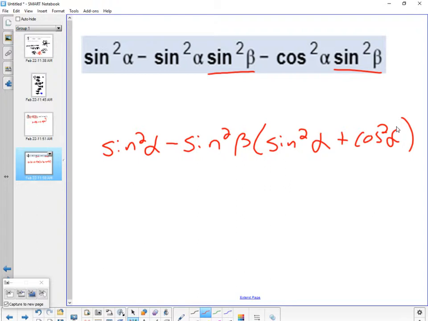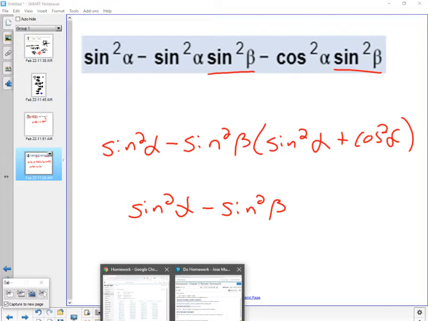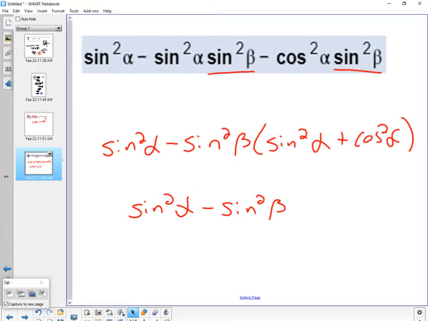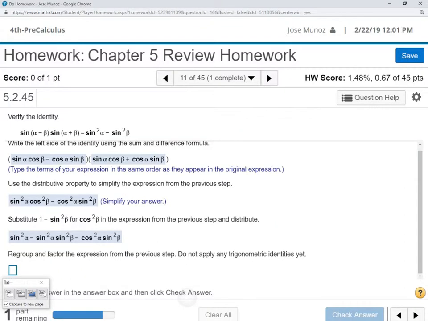Don't you have to plug that one in? No, because what's 1 times sine squared beta? I mean, the problem wants you to write down every single step. Well, let's see what it wants at this point, okay? So it wants me to say, regroup and factor the expression from the previous step. Do not apply any trig identities yet. So that big thing I did, I got to plug this whole thing in. Okay? So let's see if we can remember it.